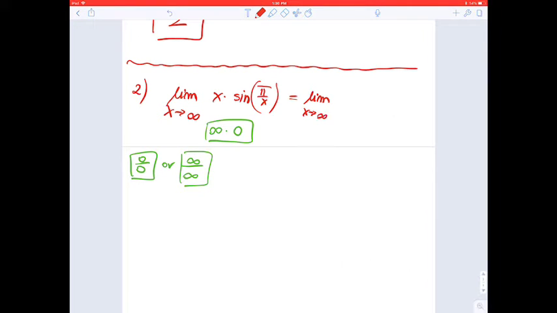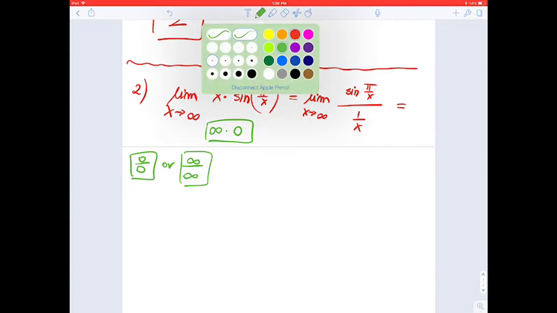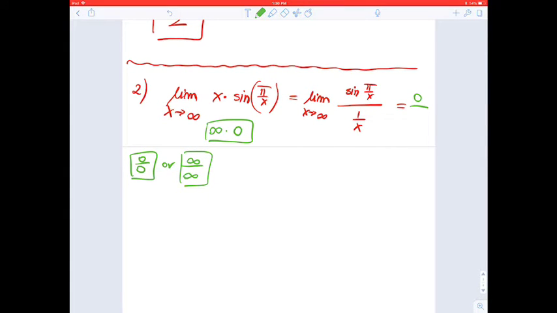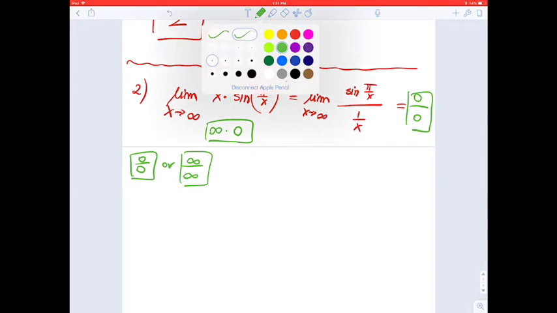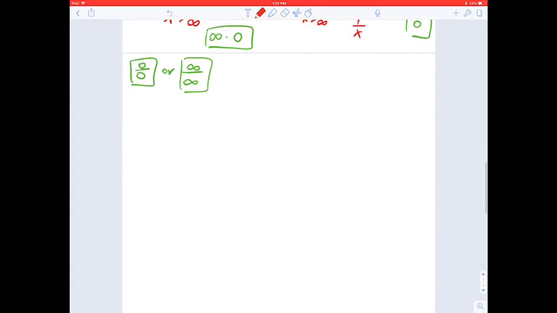Limit as x goes to positive infinity. And we remember, having a product, I will flip one of the factors. That means sine of pi over x divided by 1 over x, instead of multiplying by x. And let's see now. Sine of pi over a huge number is a small number, 0. Sine at 0 is 0. And 1 over a huge number, 1 over infinity, is also 0.